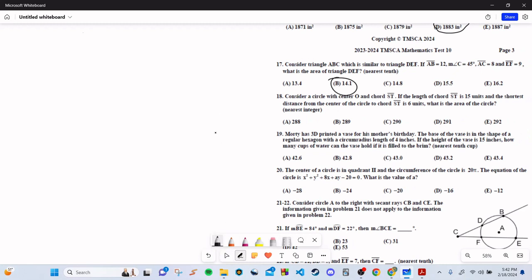Okay, we're going to do 18. So consider a circle with center O and chord ST. The length of the chord is 15 units. And the shortest distance from the center of the circle to the chord, so this length, perpendicular, that's 6. What's the area of the circle?